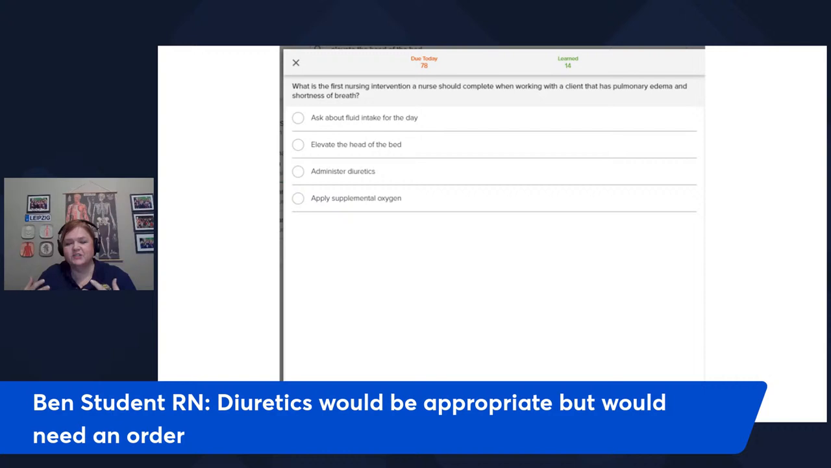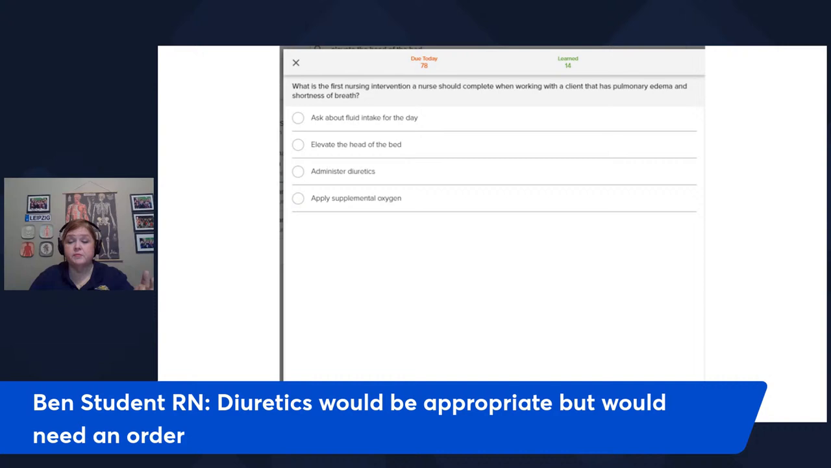So ask about fluid intake for the day. That's actually correct, because we want to probably know how much they're getting in and out. We know that elevating the head of the bed, what does that have to do with the problem? Well, we know that helps people breathe better. Giving diuretics, well, that would help pull off extra fluid. That's correct. Or supplemental oxygen. Well, that sounds like a good thing.